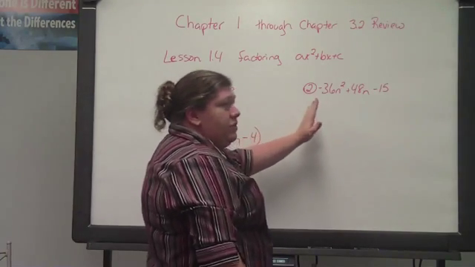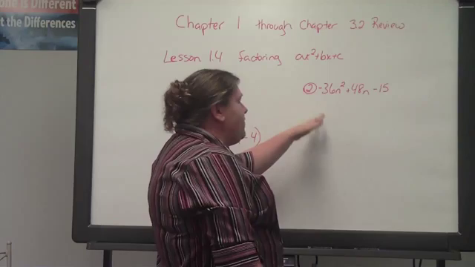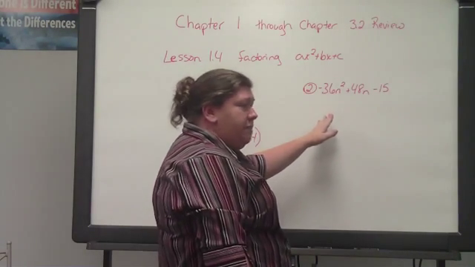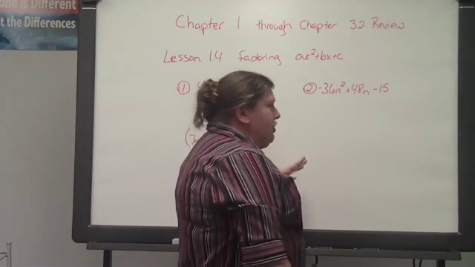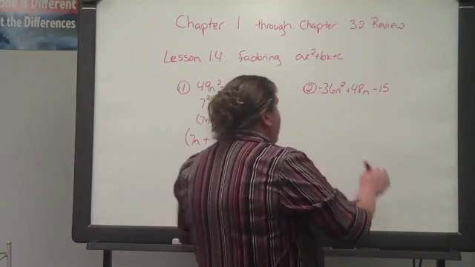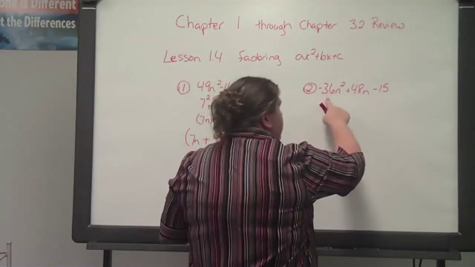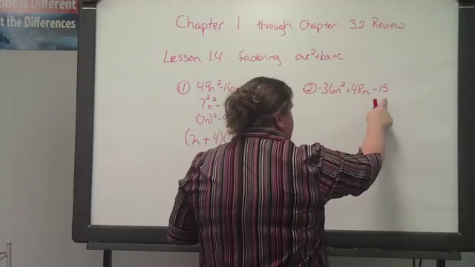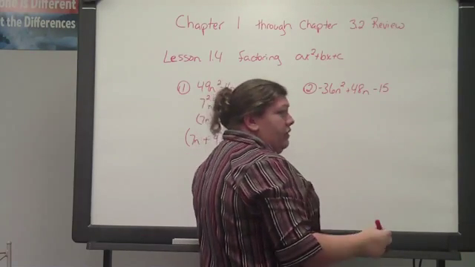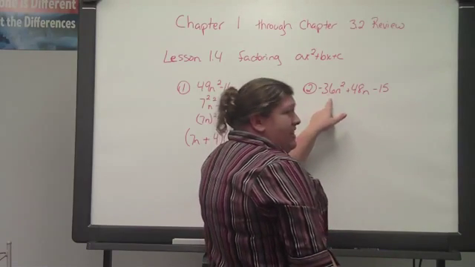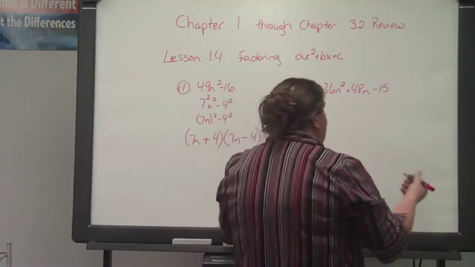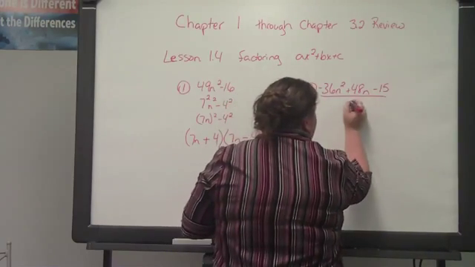Now we're going to look at the second one, a negative 36n squared plus 48n minus 15. The first thing I want to do is try to factor out any monomial that I can. And so I'm going to look at 36, 48, and 15. And I can see that they all have a 3. But I don't want this to have a negative. I don't want my factor to be a negative. So I want to go ahead and divide all of this by a negative 3.